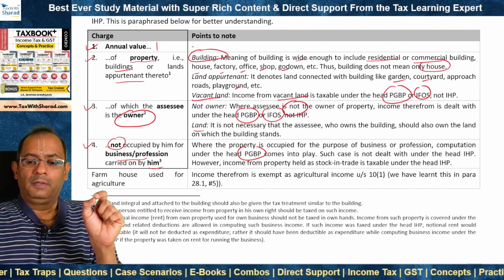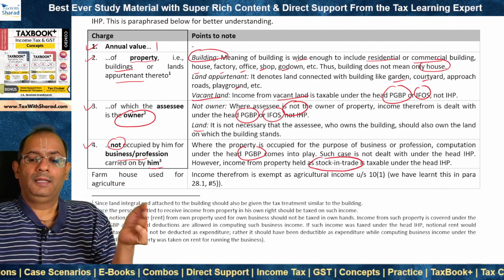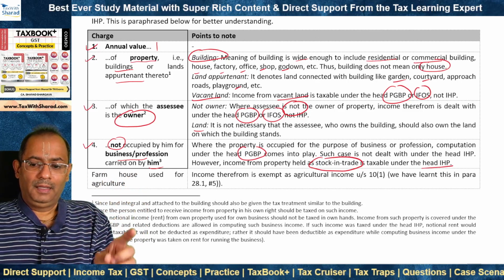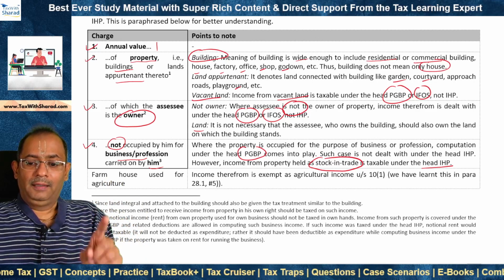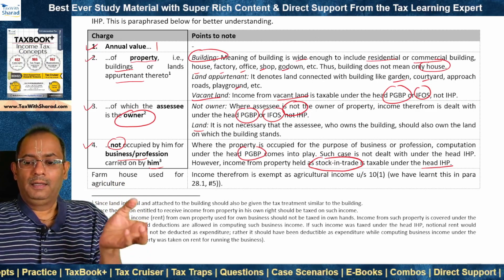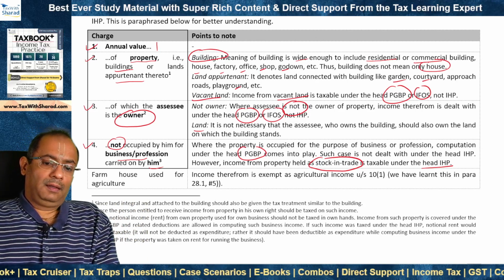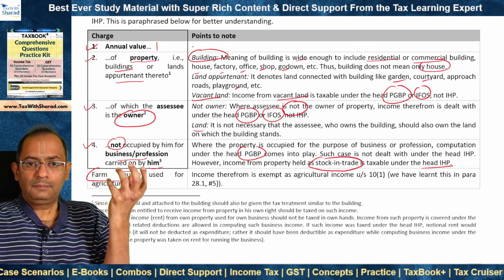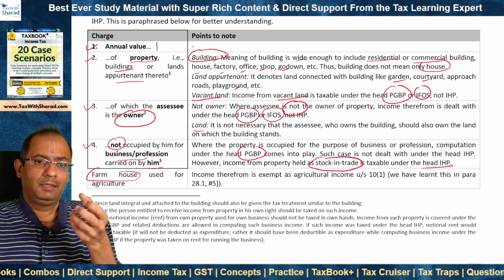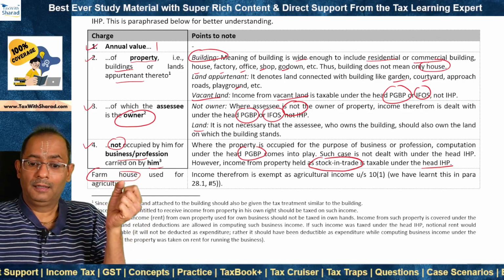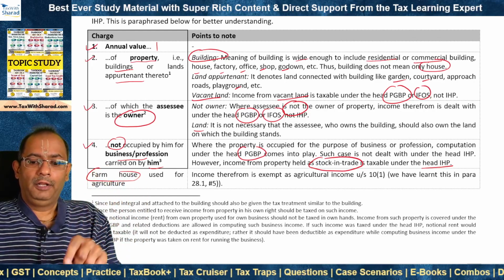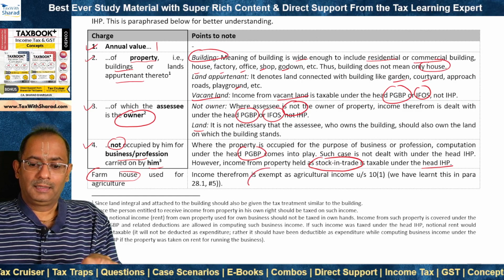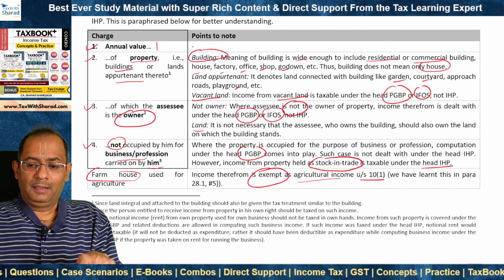But in case income from property is held as a stock in trade, for example in the case of a real estate developer, then income therefrom is taxable under the head IHP. Then income from that, meaning the annual value in respect of stock in trade, is taxable under the head IHP. As far as a farmhouse which is used for agriculture is concerned, that means a building, maybe storehouse or a dwelling house, etc., which is on or in the immediate vicinity of an agricultural land, we have already noted in the video on exempt income that income from such farmhouse or building is exempt as agricultural income under section 10(1).